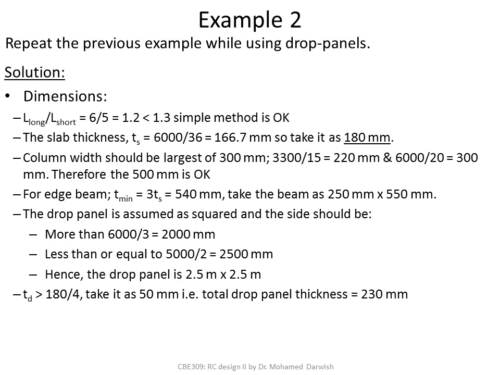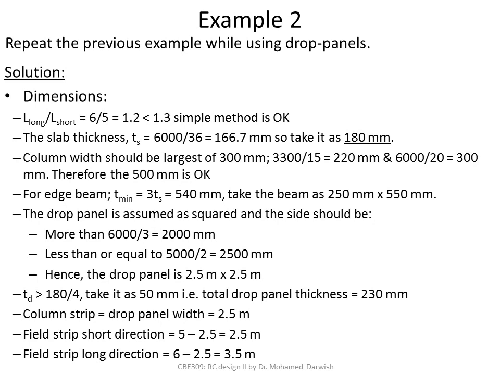The TD, the drop, should exceed a quarter of 180, which is 45 millimeters. So take it as 50 millimeters. So the total drop panel thickness will be 230 millimeters. If you have a drop panel, the column strip should always be equal to the drop panel width. The field strip in the short direction is 5 minus 2.5, which is 2.5 meters. The field strip in the long direction is 6 minus 2.5, which is 3.5 meters.